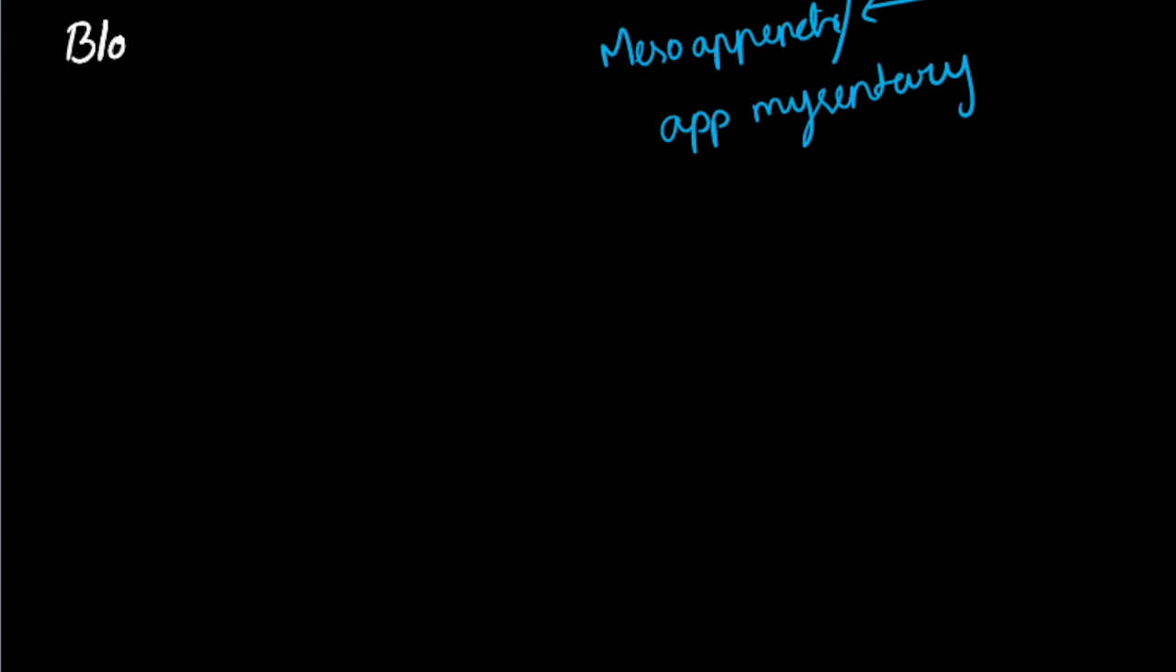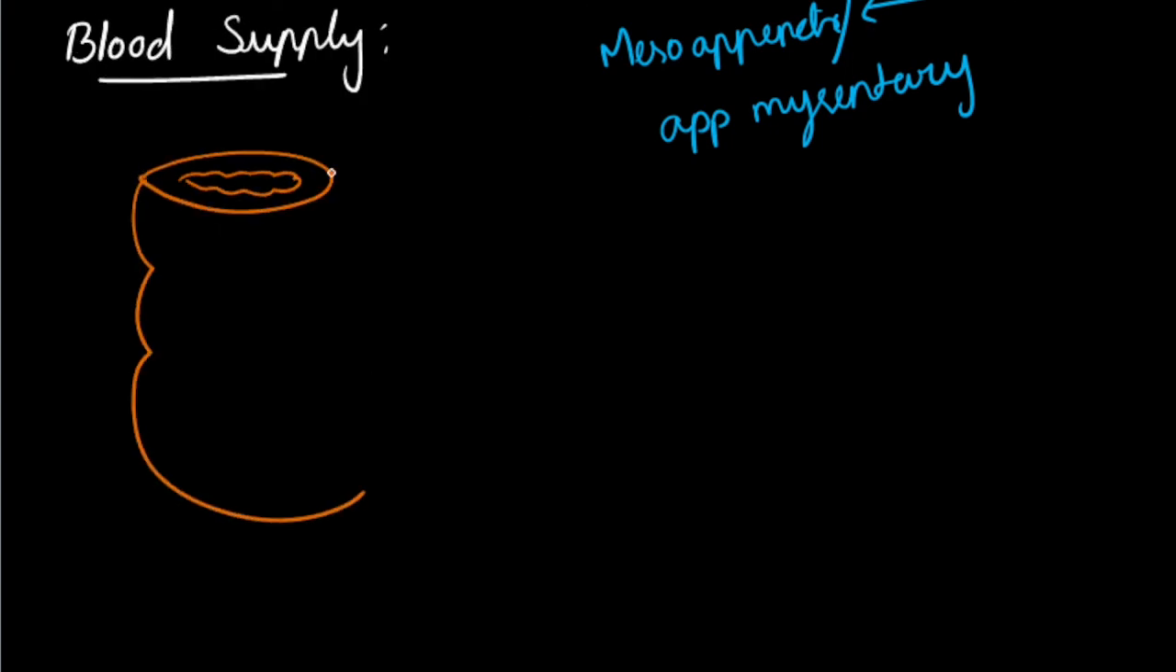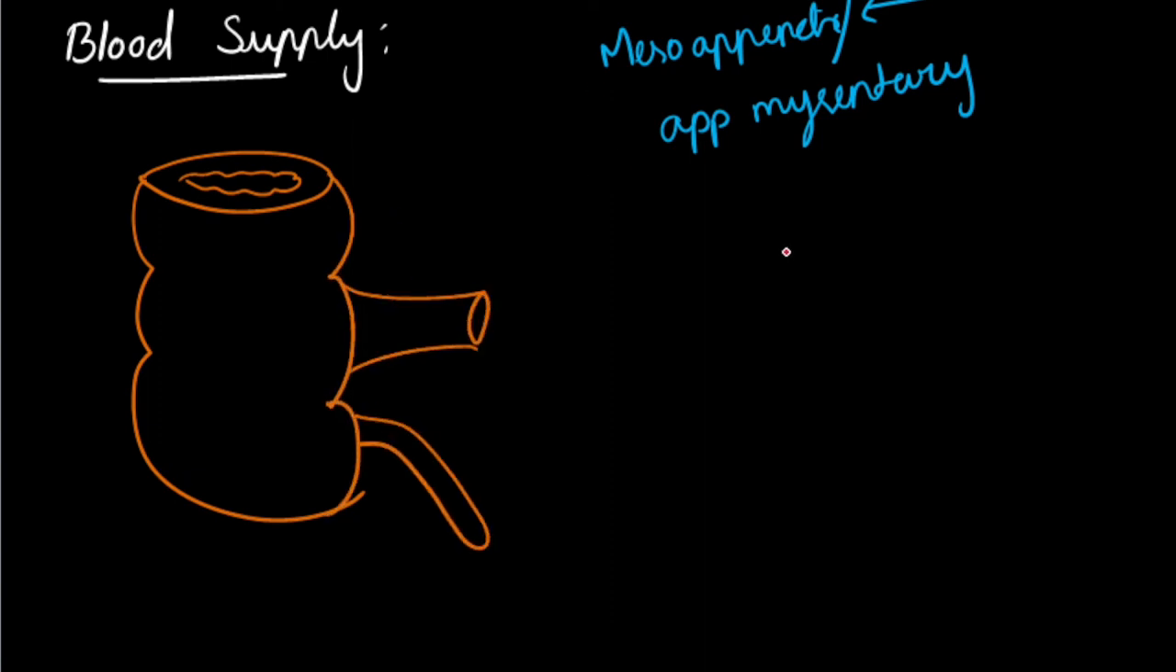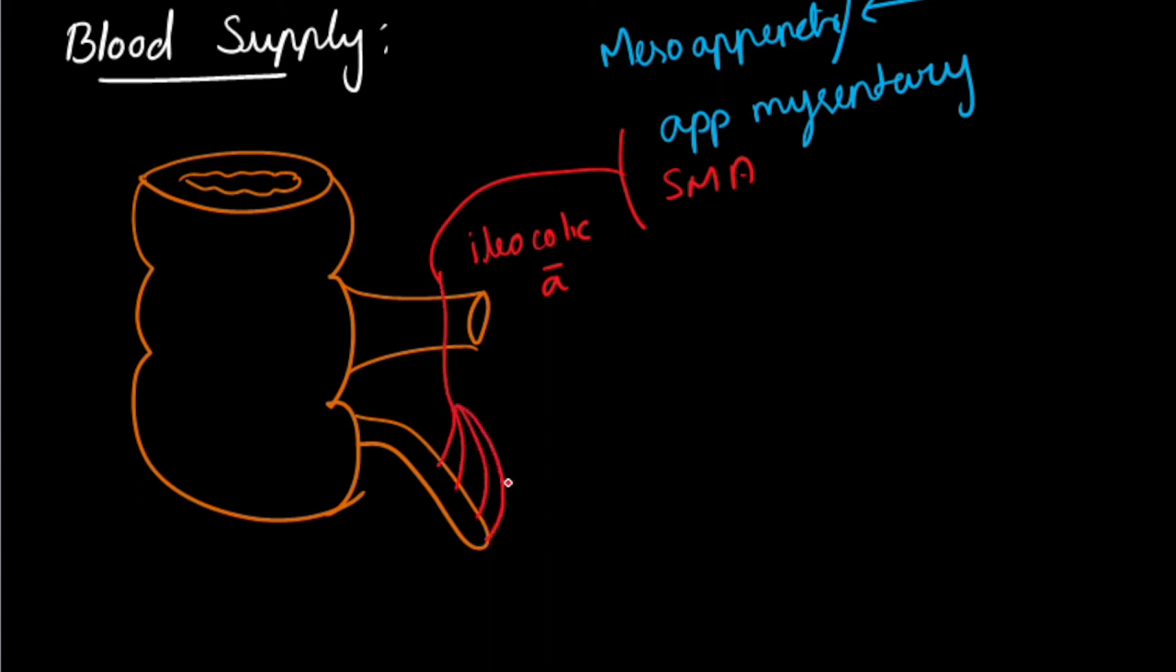Let's see the blood supply of the appendix. The major blood supply of the appendix arises from the appendicular artery. Let's see how it arises. This is the superior mesenteric artery. From this superior mesenteric artery arises the ileocolic artery, and this ileocolic artery gives branches to the appendicular artery. So this is the major blood supply, the appendicular artery.